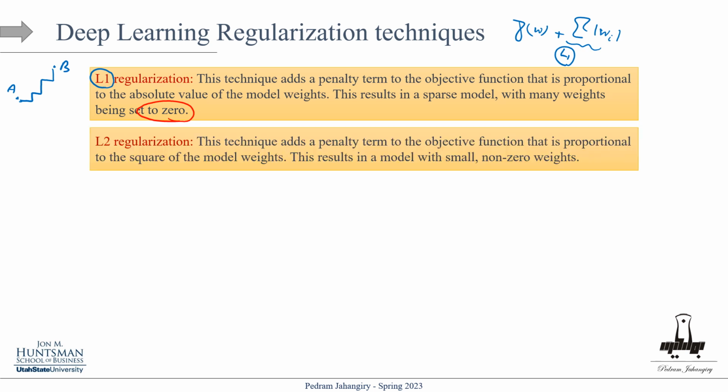The second one is L2 regularization. The idea is pretty much the same: you're adding a penalty term to the loss function, but now the penalty term is in the form of the L2 norm. If you don't know what the L2 norm is, it's simply our Euclidean distance. If I want to go from point A to point B in two dimensions, it's like this. We are adding the squared version of the weights, and this is the L2 norm. This results in a model with small non-zero weights.